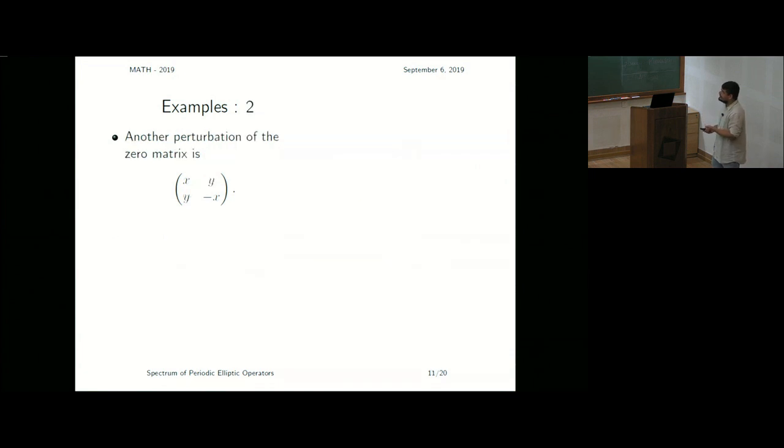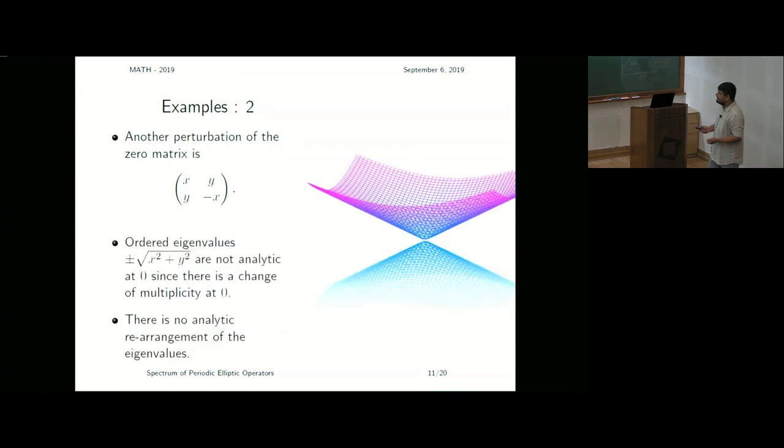And then there is a second example, which is a two-dimensional example, an example which contains two parameters. And then we get these eigenvalues. These are the ordered eigenvalues. And the ordered eigenvalues are not analytic at this point. And there is no analytic rearrangement of the eigenvalues either.